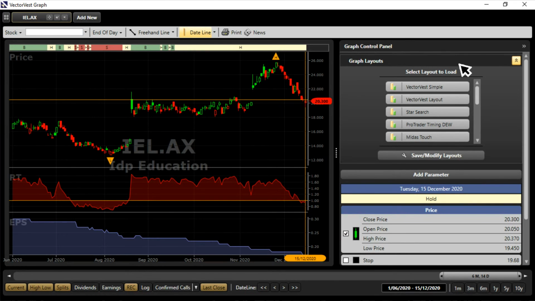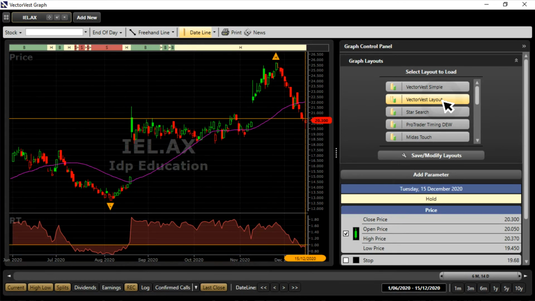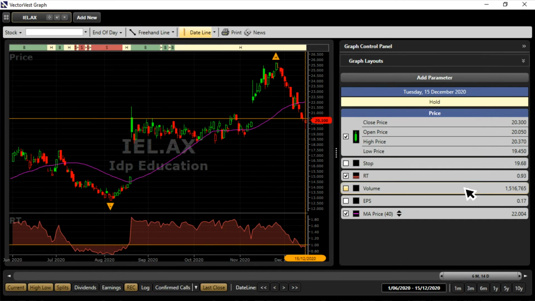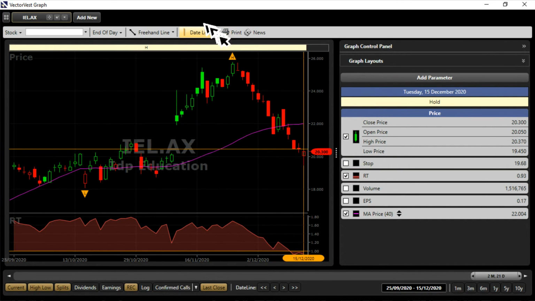On your graph layout, you want to make that the VectorVest layout. Graph layout, VectorVest layout, and it works as follows. Here are the 4 steps. I'll zoom it in just a tad. Step number 1, price and direction going against you. Is that being met at the moment? Are you starting to get price direction? Is there volatility? Is it starting to go against you? Yep. Step 1's being met.